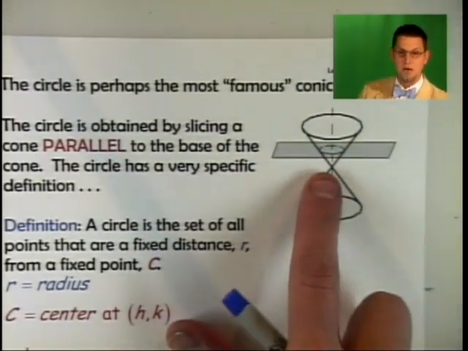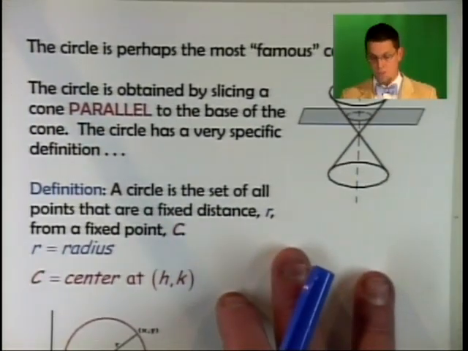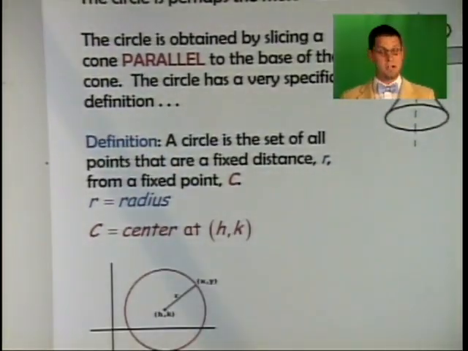And this picture right here depicts the same thing. The cross section is a circle. So that's how you get it from a cone. Now, what's this precise definition I was talking about?